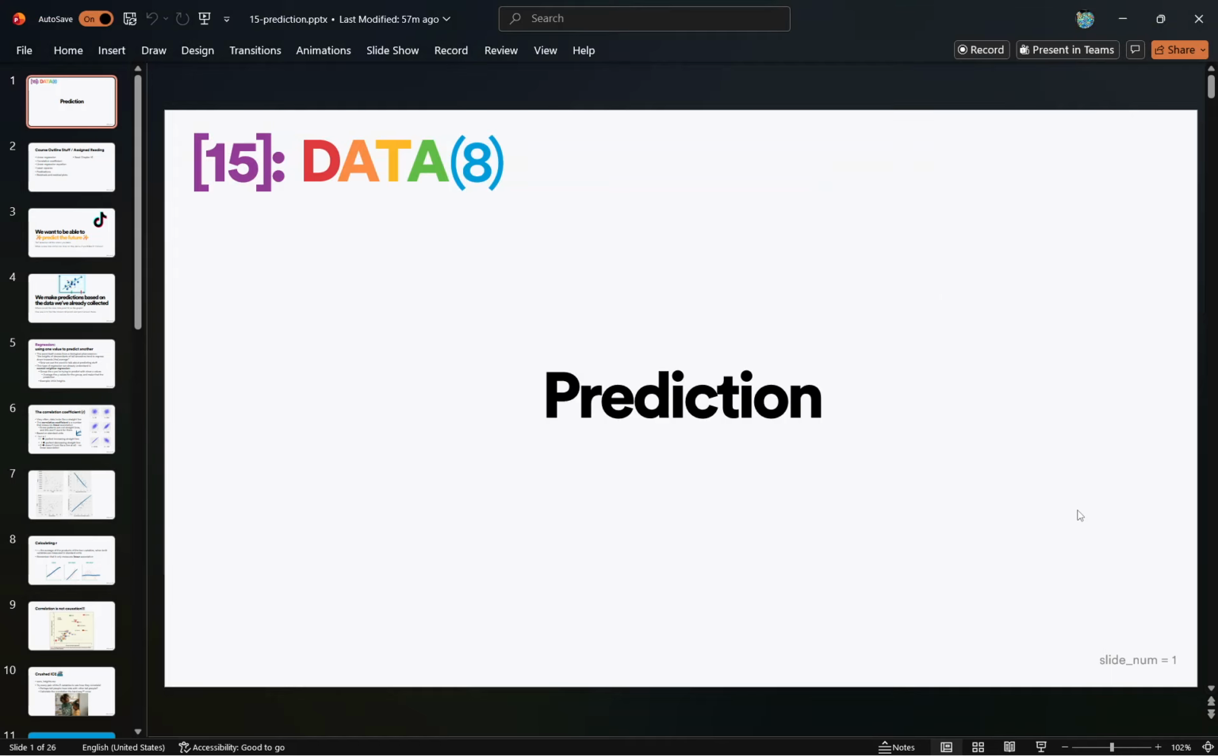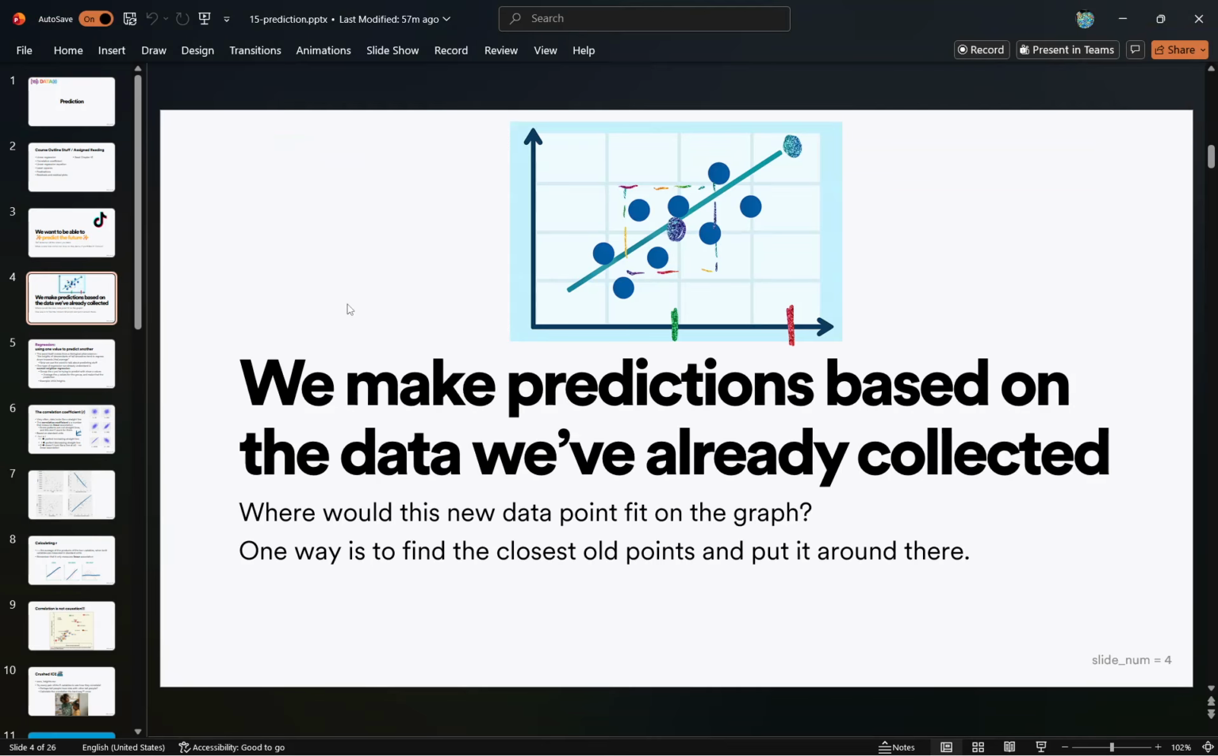All right, let's set the scene. So we're trying to predict stuff. We've got data. We know how to test hypotheses about existing data, but now we're like, what if I had a new data point that I haven't seen before? How can I use what I've got to make a prediction?